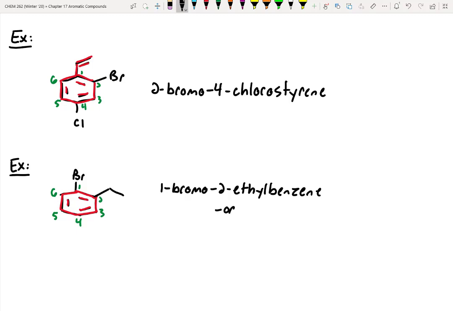Or what's another way we can name this? Does anybody have an idea? What if we don't want to use the numbering system because this is disubstituted? Ortho. So we could say ortho-bromoethylbenzene. It's implied that they're 1,2 disubstituted benzene. These are completely allowed, so you're allowed to use them interchangeably, but I want you to be able to interpret going back and forth. Yep.